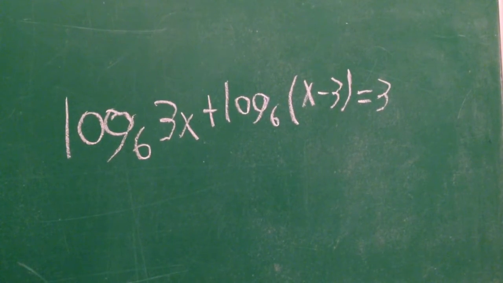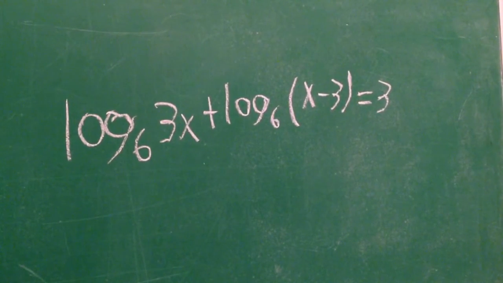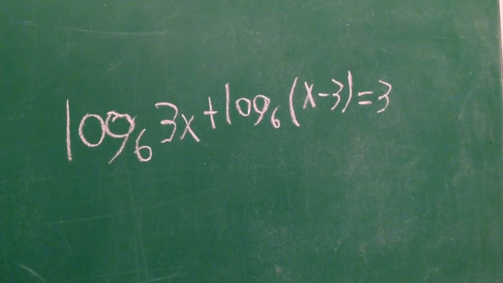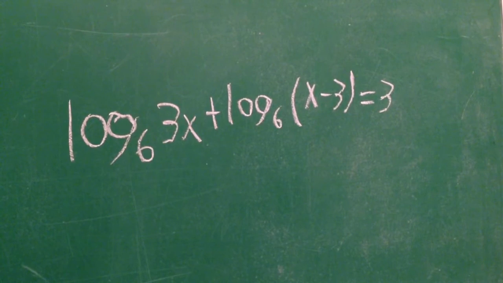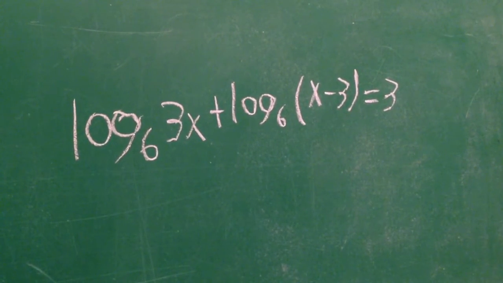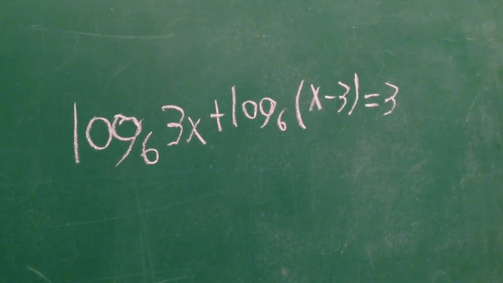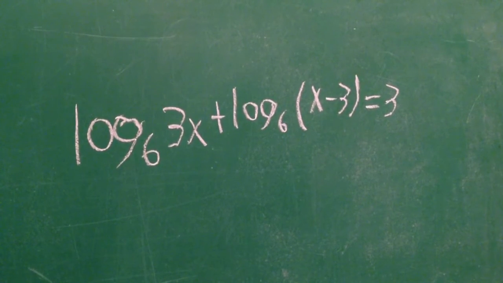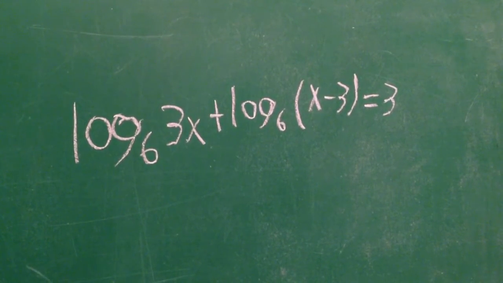Don't worry, guys, we're almost done. Just do me a favor and try this problem on your own. Log base 6 of 3x plus log base 6 of (x - 3) equals 3. It's not too hard. Okay, everyone done? We'll discuss more about it tomorrow. And this concludes our lesson for today.